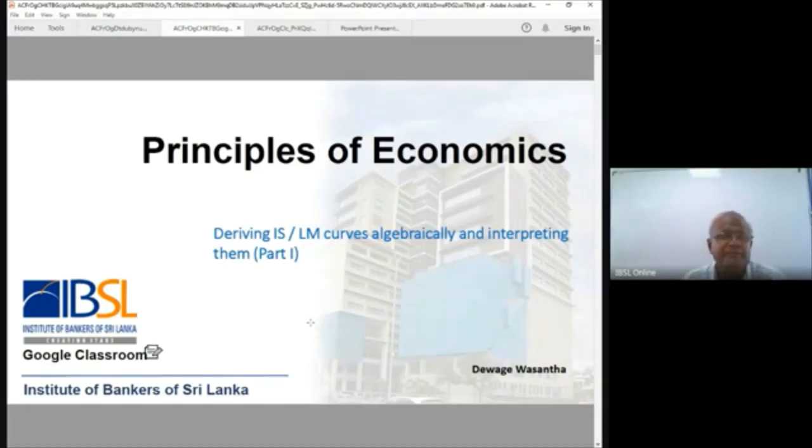Using IS-LM model curves, we can explain the effectiveness of different policies, monetary and fiscal policies. Then again, the first thing we discuss is the national income model. Basically, we discuss three models: the national income model, the AD-AS model, and the IS-LM model. Now, today we are going to discuss the IS-LM model. This model is very important.